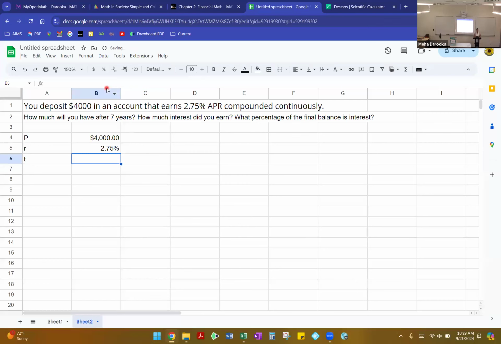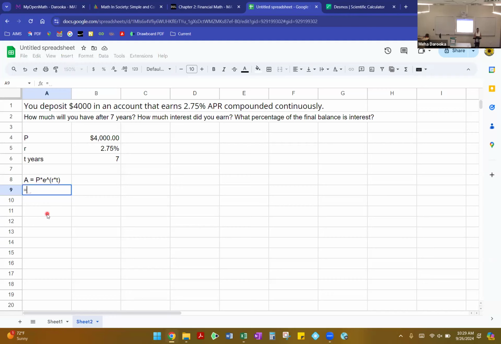They want to know after 7 years what the balance will be, or how much money, I guess, we want. And I think that's it. How much interest did you earn? What percentage of the final balance is the interest? So remember, the formula is A equals P times E raised to the power of R times T. And again, I'm kind of putting in parentheses, so we'll remember that R times T needs to be grouped together, and that acts as the exponent on E.